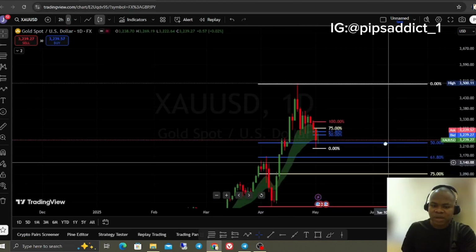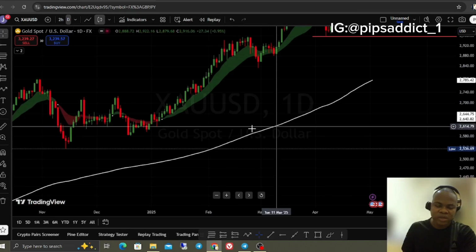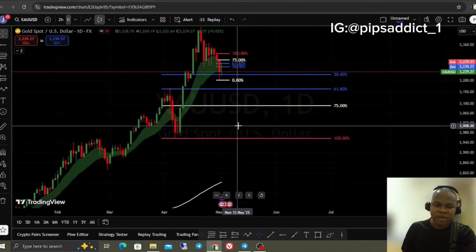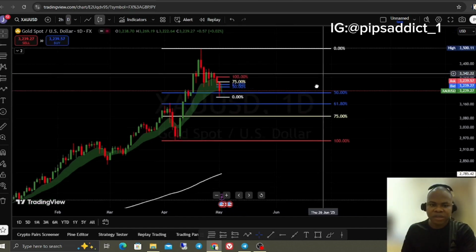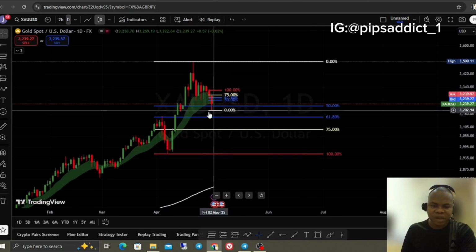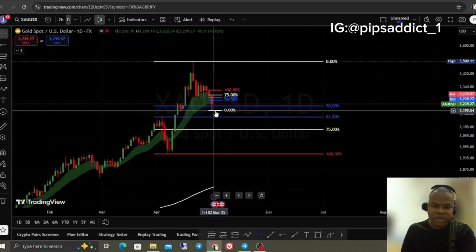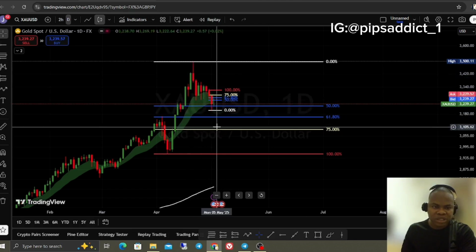On the daily time frame, we are so bullish. Look at my 200 EMA, it is below the price, so we are very much bullish. I've marked out my range on the daily time frame, and as you can see here, we have tapped into a discounted level. So we are coming from premium to discount right now.